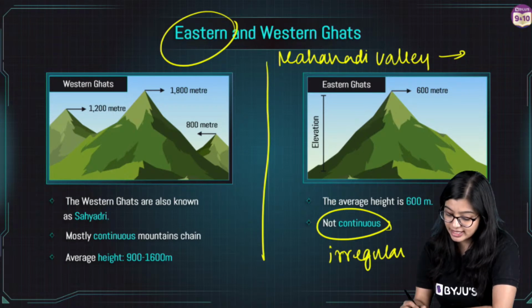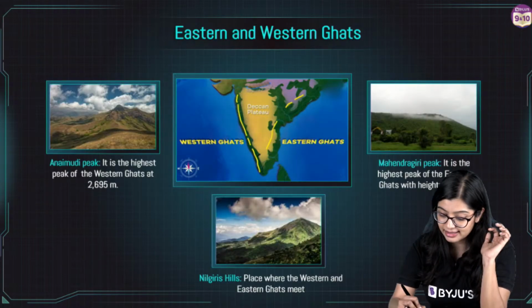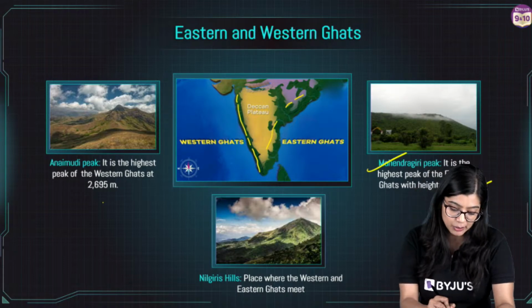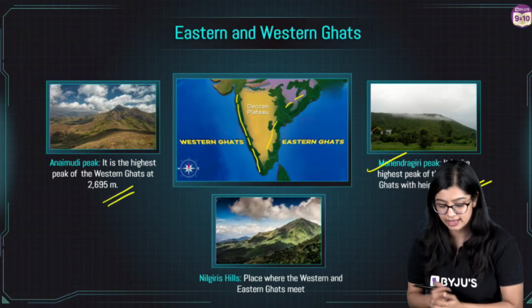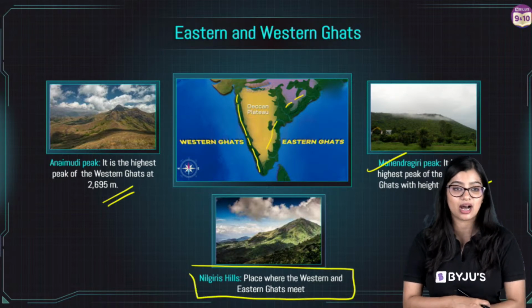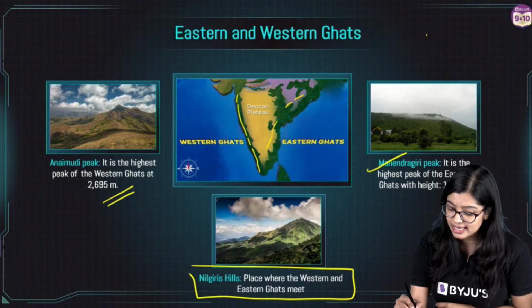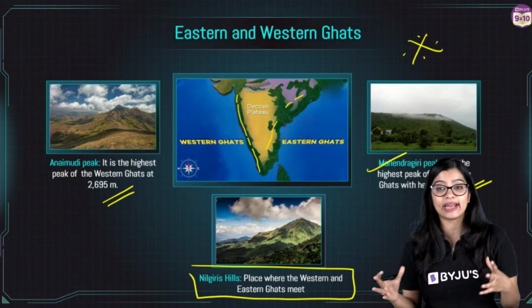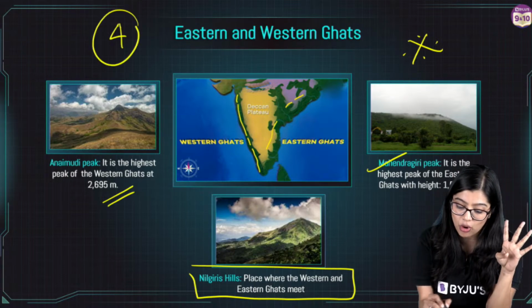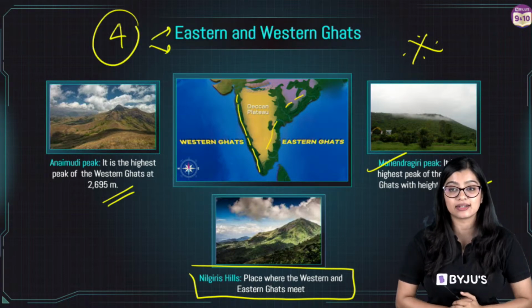Now, when we talk about the peaks, the highest is the Mahendragiri peak that is there in the Eastern Ghats, while Anamudi peak is the highest in the Western Ghats, right? And Nilgiri Hills is the place where your Western and Eastern Ghats meet. So as you can see here, these are the important points that we need to cover. So 4 points of difference you need to know between your Western and Eastern Ghats.